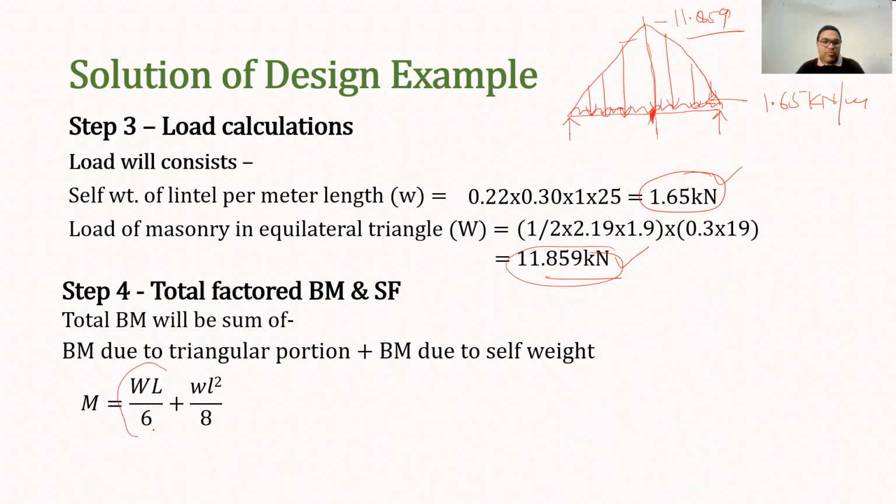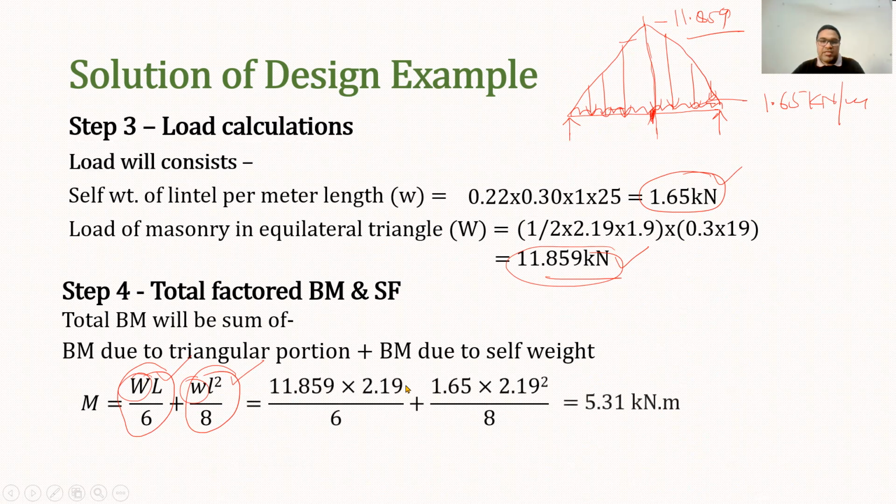I am providing the direct formula to calculate the bending moment of the beam. This is the bending moment for the triangular load, and this is the bending moment for the self-weight, which is the UDL. For UDL it is wL square by 8, and for the triangle it is WL by 6. It is capital W and small w, so we have to take care of that. Putting all the values in the formula, we get the bending moment as 5.31 kilonewton meter.